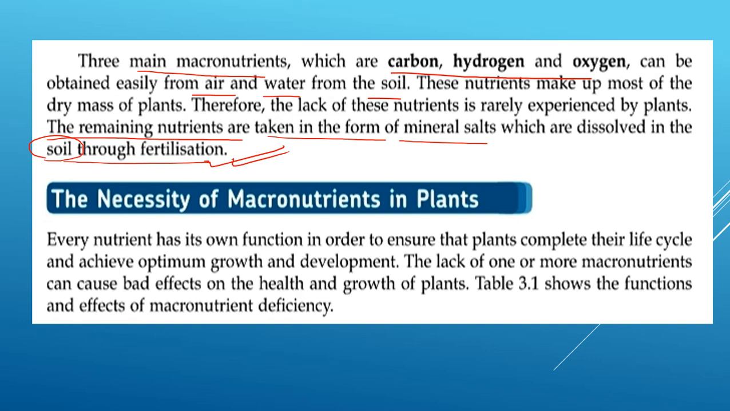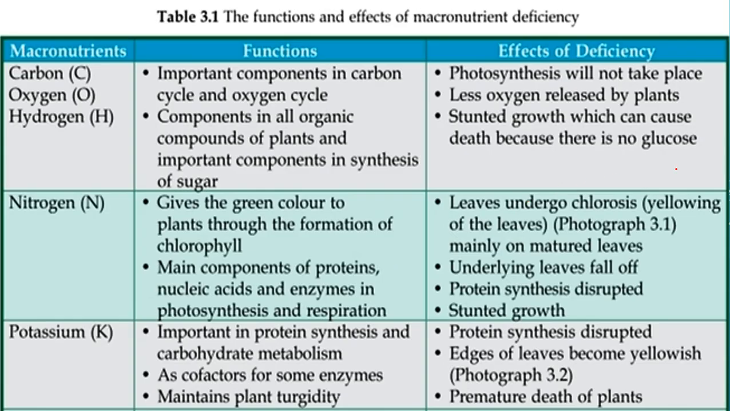What is the necessity of macronutrients in plants? Apa kepentingan dia? Every nutrient has its own function in order to ensure the plant completes its life cycle and achieves optimum growth and development. So bila kita kurang atau lebih macronutrient, itu boleh menyebabkan kesan yang buruk terhadap pertumbuhan dan juga health of the plants. Table 3.1 shows the functions and the effects of deficiency of macronutrients.